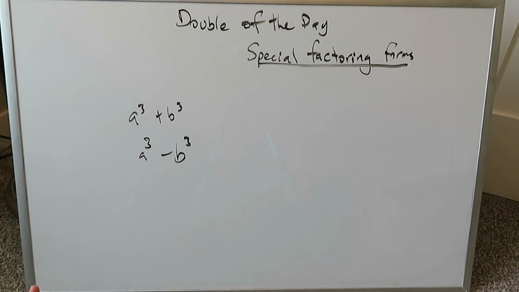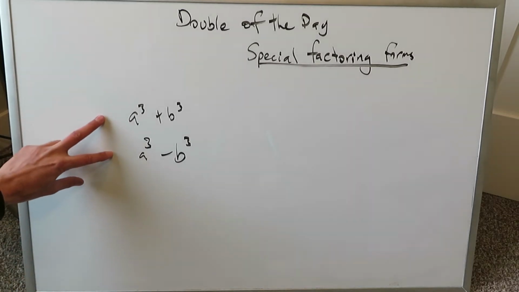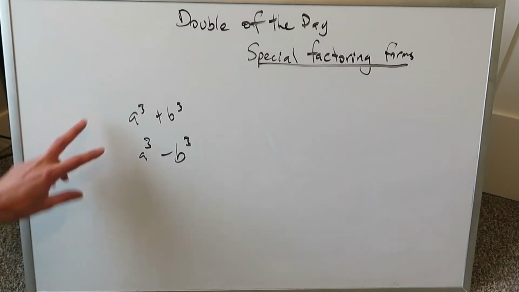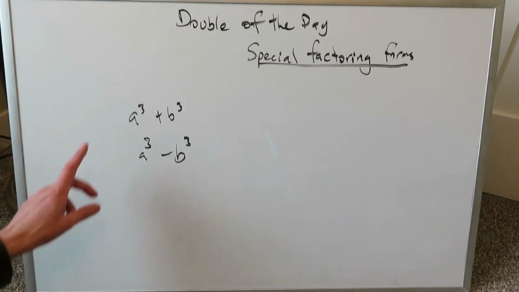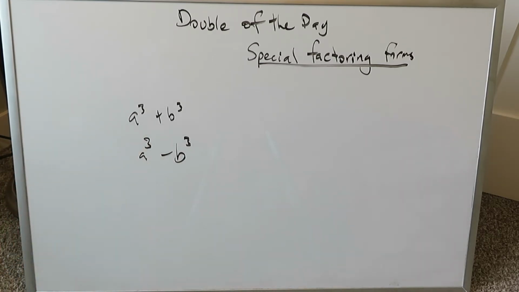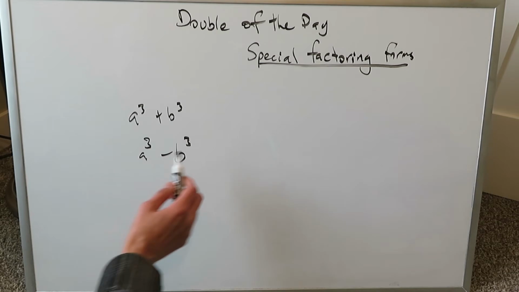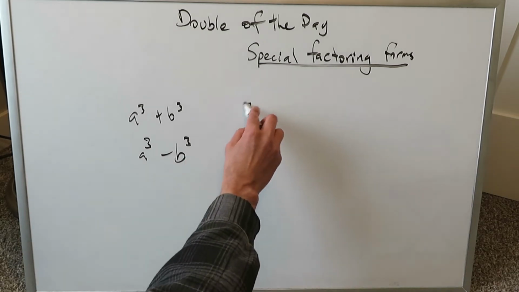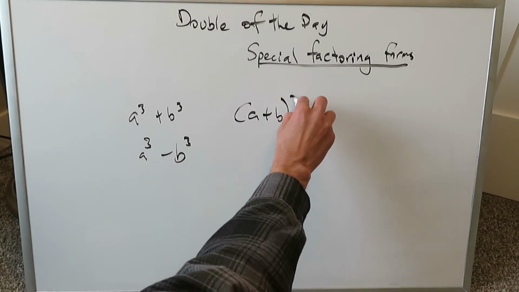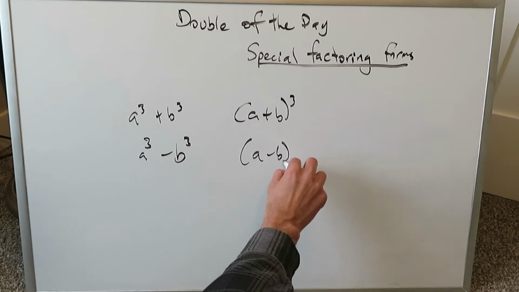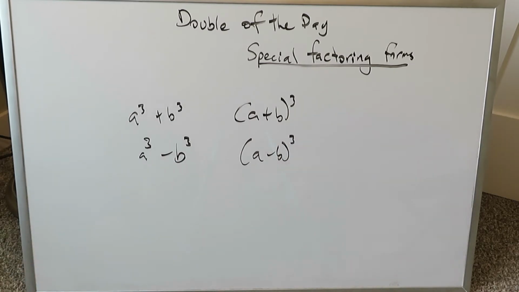We are looking here at a video on special factoring forms focusing primarily on these two: a cube plus b cube, a cube minus b cube. You could easily use x's and y's here if you wanted. Why are we focusing on these two? Because they're frequently confused with a plus b whole cube and a minus b whole cube. They're totally different, so don't make this confusion.